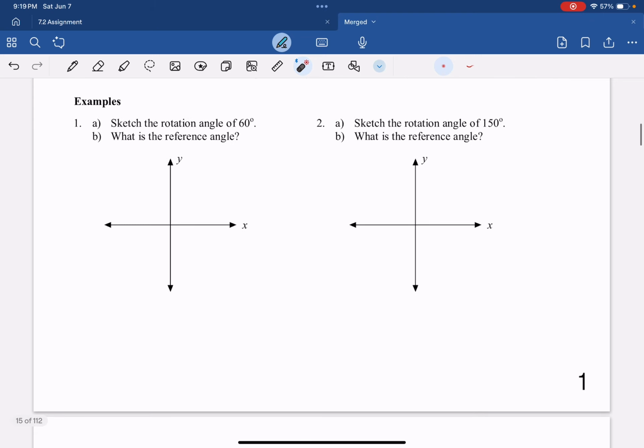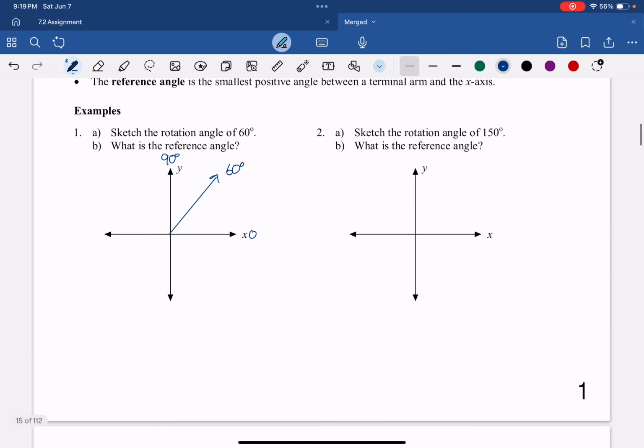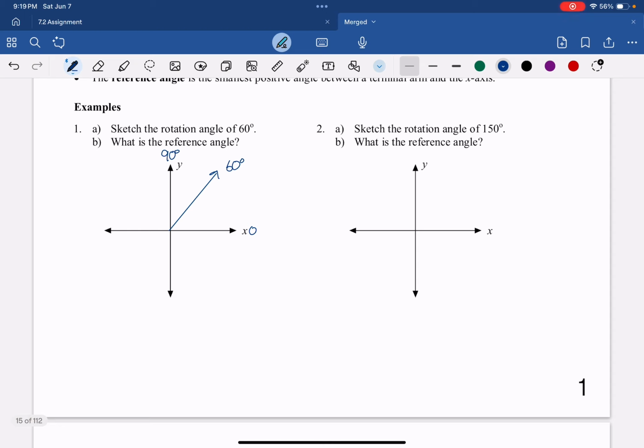So if I look here at example 1, it says to sketch an angle of 60 degrees. So I know that I have 0 degrees here and 90 degrees here. So 60 degrees is going to be in quadrant 1. Okay, so that will be my terminal arm. And then the reference angle is, we're always in reference to how far we are from the x-axis. In this case, I'm in quadrant 1, so my reference angle is actually the same as my angle of rotation. It'll also be 60 degrees.